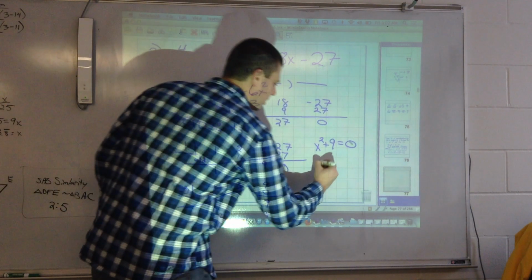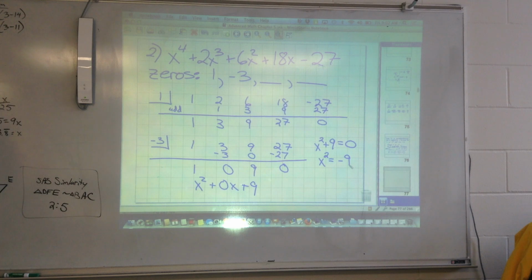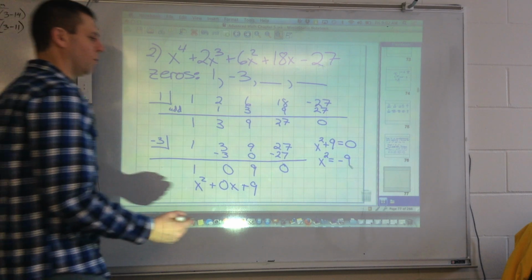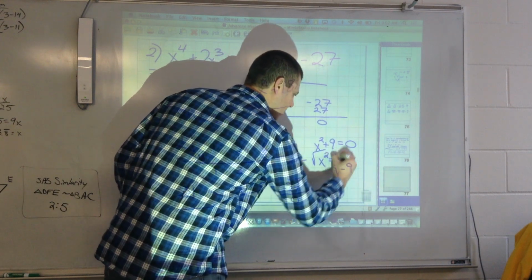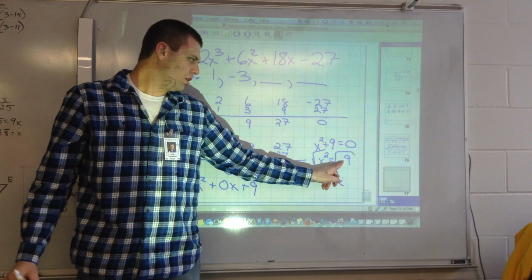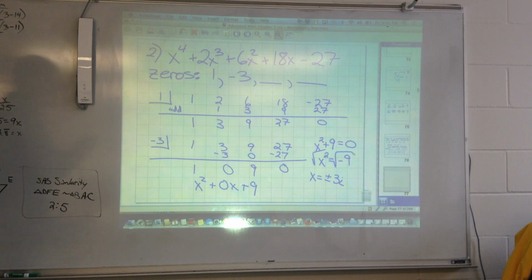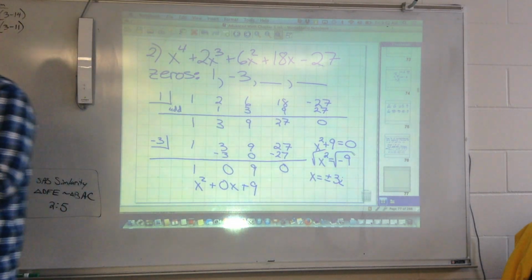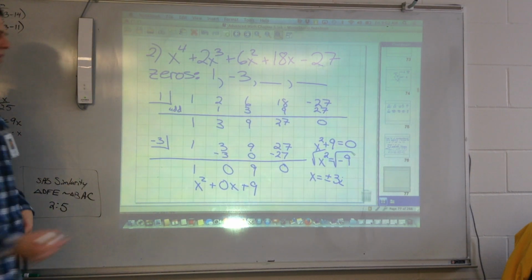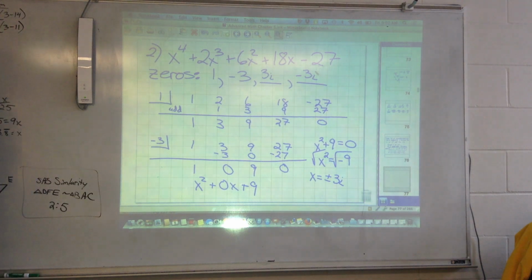Subtract 9 from both sides. X squared equals negative 9. Square root both sides, and you get x equals plus or minus what? 3i. Because when you square root a negative 9, you bring the negative out in front and make it become an i there. The square root of negative 1 is i. You get two answers. Always when you have x squared equals something, you get the positive or negative answer. So it's positive or negative 3i. So those are your 4 zeros. There were 2 real zeros, 2 complex zeros.